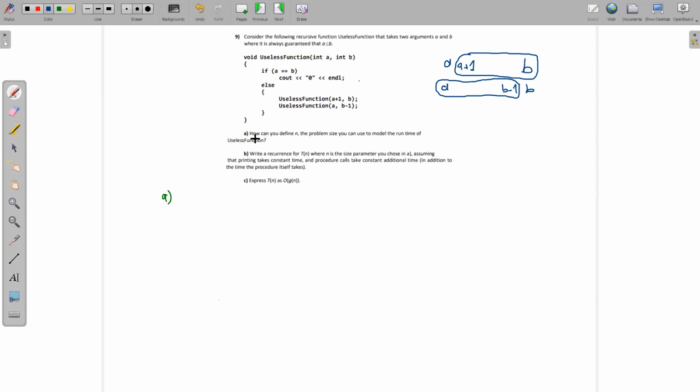Okay, so how can we define n, the problem size? We actually say that it is b minus a. Because, as we can see, it is making this whole input size between a and b, and whole operations are done between the a and b, which is the b minus a. Because of that, input size is b minus a.